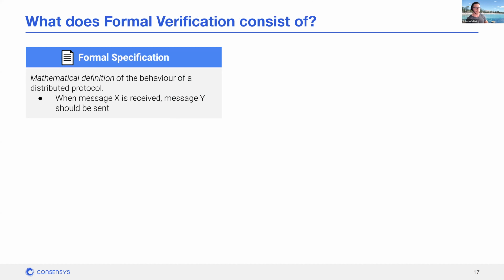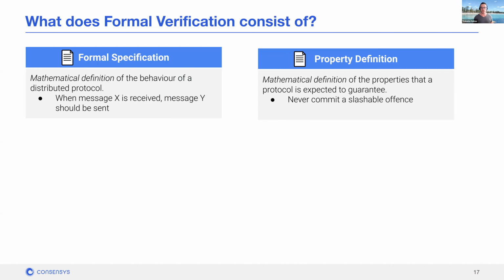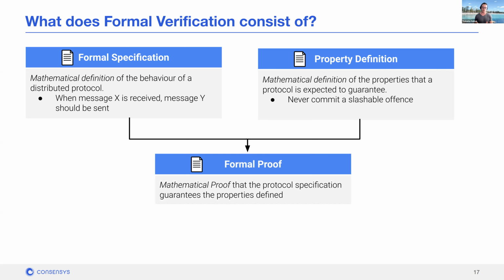So let's look briefly at what formal verification consists of. We have a formal specification, which is a mathematical definition of the behavior of a distributed protocol, which essentially says when message X is received, that message Y should be sent. We also have a definition of the properties that we're interested in. And this again is a mathematical definition of the properties that the protocol is expected to guarantee, like never commit a slashable offense, for example.